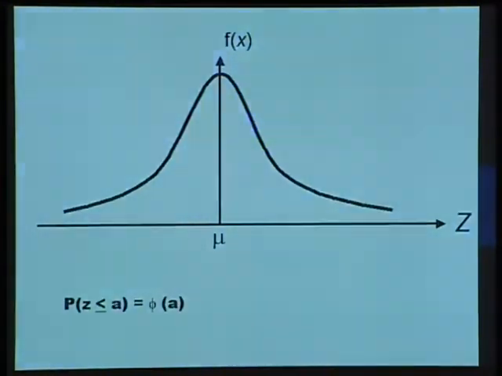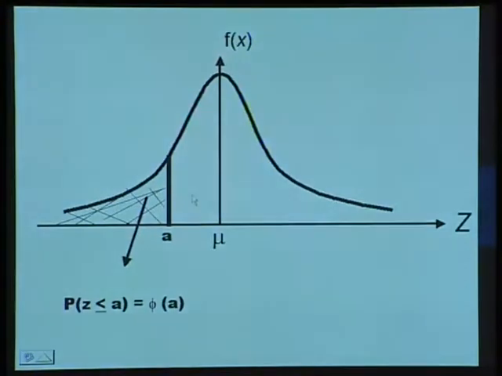Suppose that we want to calculate the probability Z is less than or equal to a. We use the symbol phi(a) to represent the probability Z less than or equal to a. As usual, I locate a on the horizontal axis and then draw the vertical line joining a to the curve and then shade the area. So this shaded area represents the probability Z less than or equal to a, and its value is represented by phi(a).